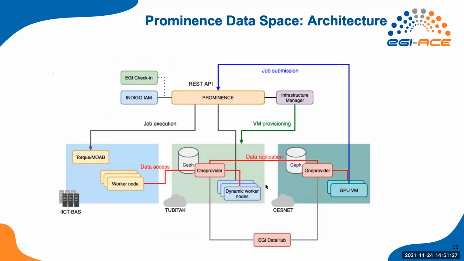And basically this is the architecture that's been deployed in the AGIS. So we have the Prominence framework, which is basically connected with 3 different sites, SESNet, Tubidac, and ICT Bus. One of these is HPC, so ICT Bus, and two of them are cloud-based. The access to the data is given with the AGI Data Hub, and of course the access to Prominence via AGI check-in. One of the sites is also providing GPUs.